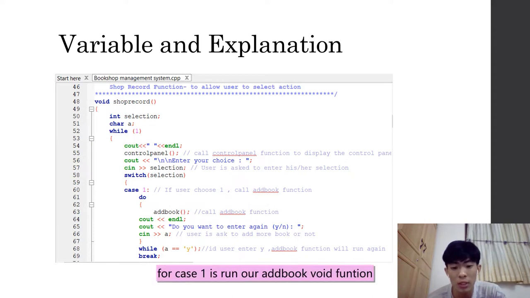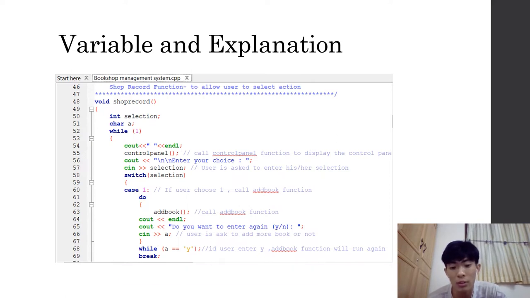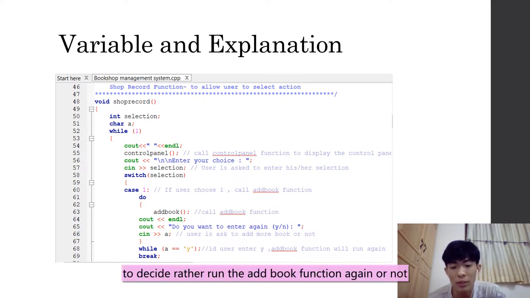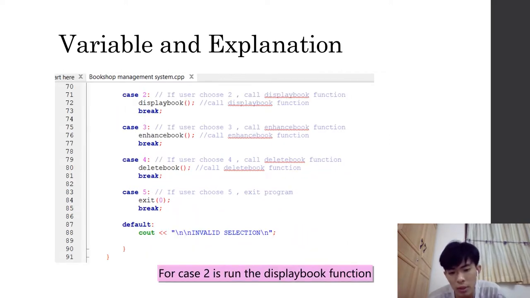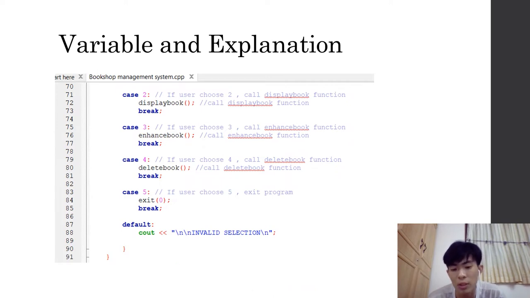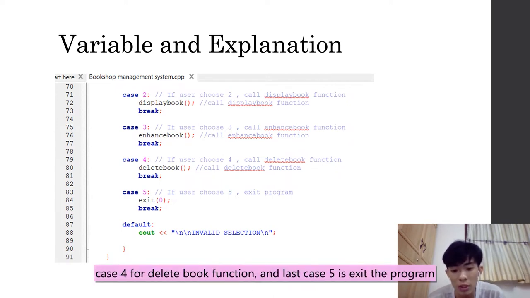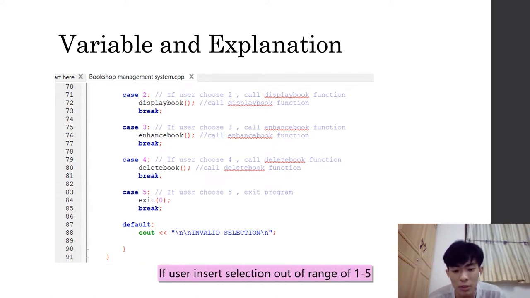For case 1, it runs our add book void function. After that, we also require the user to insert y or n to decide whether to run the add book function again or not. Case 2 runs the display book function. Case 3 is the edit book function. Case 4 is the delete book function, and the last, case 5, exits the program. If the user inserts a selection out of the range of 1 to 5, the system will show invalid selection.